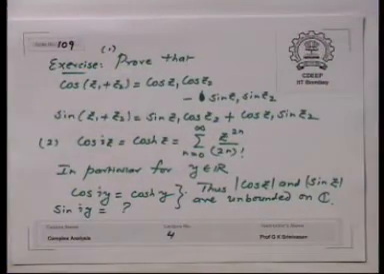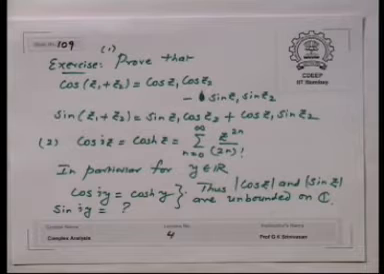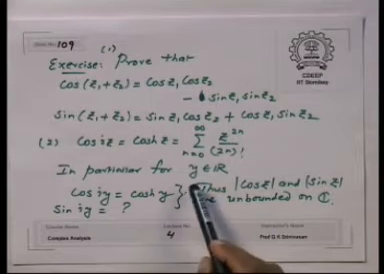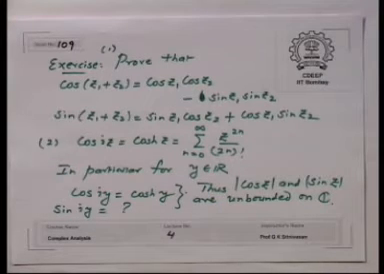Some exercises for you. Prove that cos of z1 plus z2 is cos z1 cos z2 minus sin z1 sin z2. Prove that sin of z1 plus z2 is sin z1 cos z2 plus cos z1 sin z2. Prove that cos iz is cosh z. So, in particular, if you allow y to be a real number, cos iy is cosh y, sin iy is i sinh y.